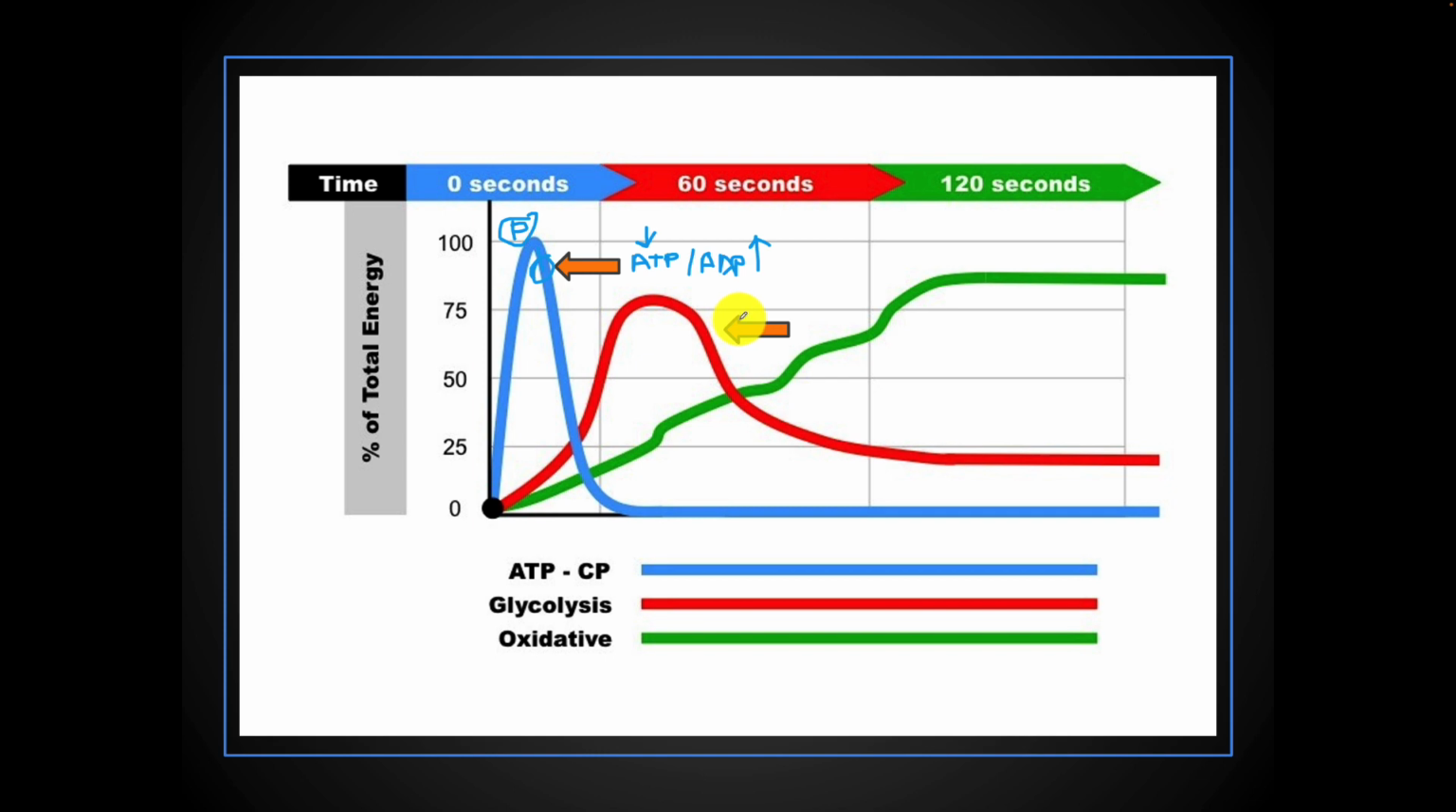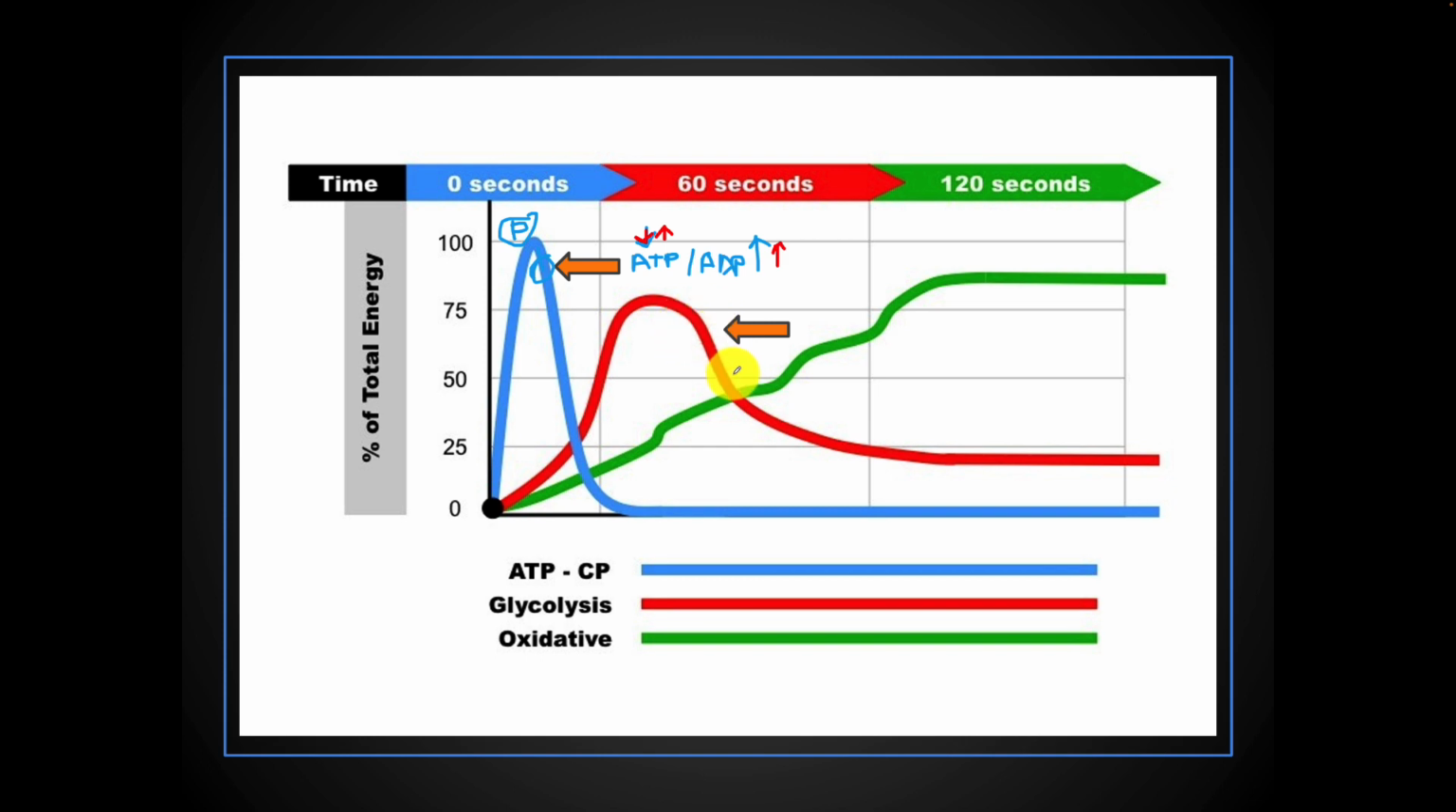Now, there's something that happens here in glycolysis as well. As glycolysis ramps up, our ATP levels start to go up because we're regenerating ATP with glycolysis. And then once we get here, what starts to happen? Well, we get a shift in that ratio between ATP and ADP. ADP starts to rise, which means that the energy is getting very low, and ATP starts to fall.